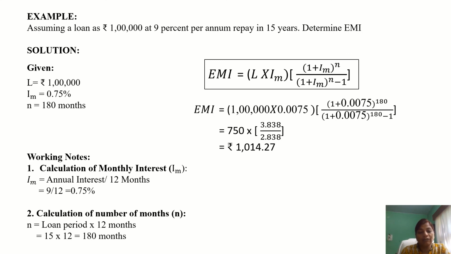Now, since the period is given as 15 years, we find the number of months we have to pay. For a period of 15 years multiplied by 12, since 1 year has 12 months, we get 180 months. Substituting these values in the EMI formula, we get 1014 rupees 27 paise for 1 lakh of rupees, which is payable every month. In this, some portion will be the principal and some portion will be the interest.